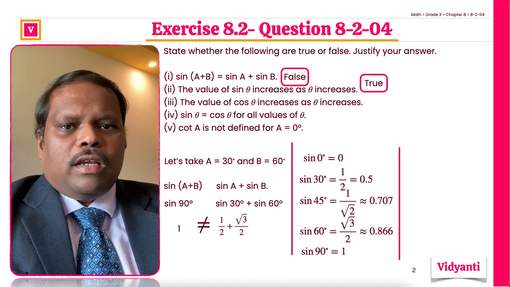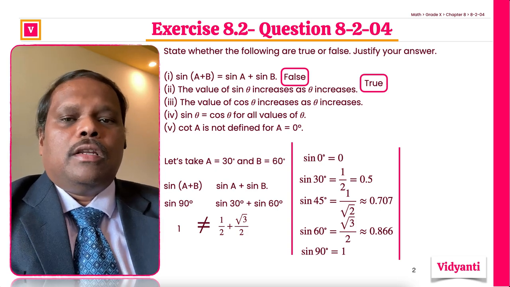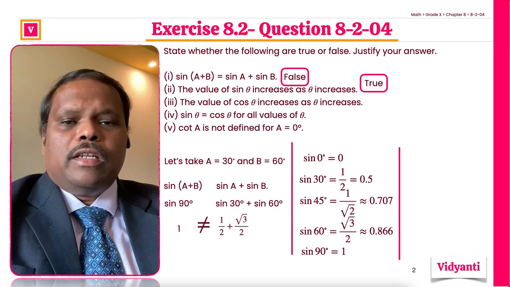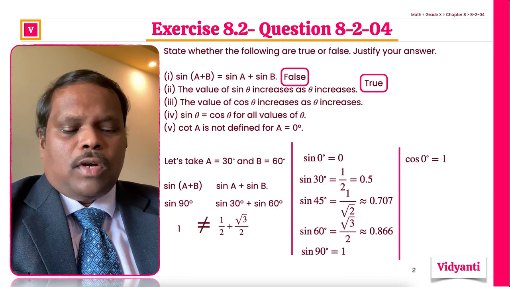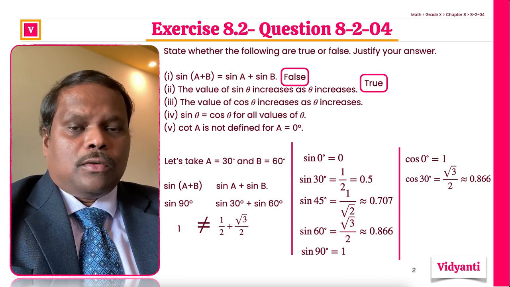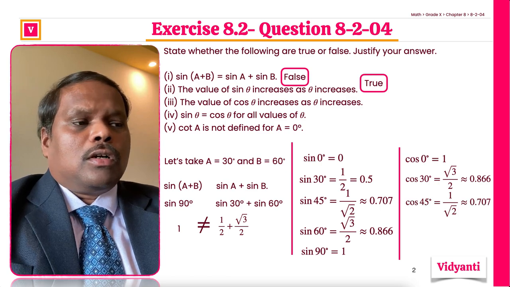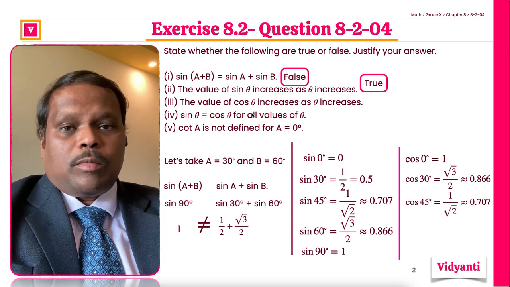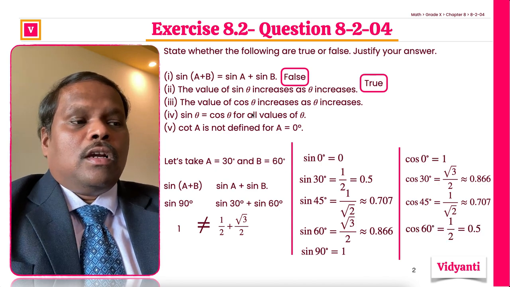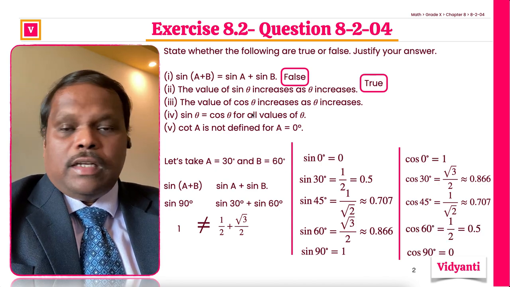We can verify the cos ratio in a similar manner. Let's make a quick list of cosine values. Cosine of 0 degrees is 1. Cosine of 30 degrees is root 3 by 2, which is approximately 0.866. Cosine 45 and sine 45 are the same, 1 over root 2, approximately 0.707. Cosine 60 degrees is half, and cosine 90 degrees is 0.